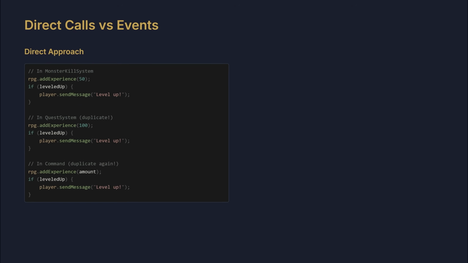For example, in the monster kill system, we could call the component and call addExperience, and we need to check the level up. In the quest system, we would also call addExperience and check for level up. And in a command, we would also need to call addExperience and check for level up. So we have tight coupling and duplicated logic.